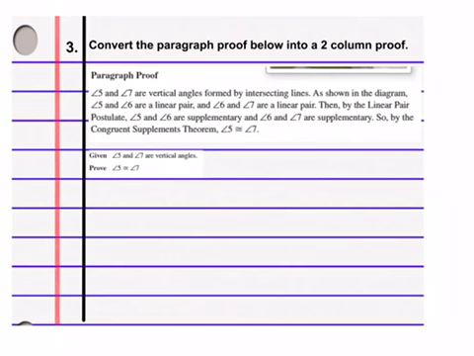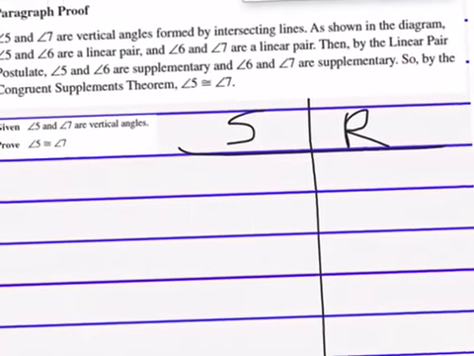All right, so I'm going to go ahead and set up my 2-column proof over here. Statements, reasons. I'm just going to put an S and an R. Then let's start with what was given. Given: angle 5 and angle 7 are vertical angles. So that's going to be my first line. Zoom in a little bit here.